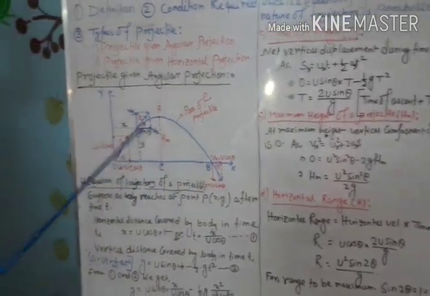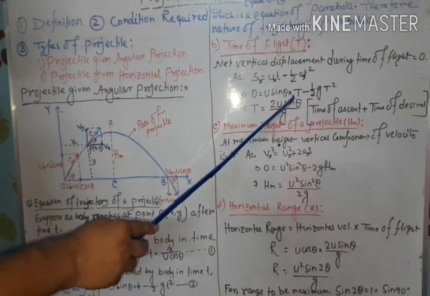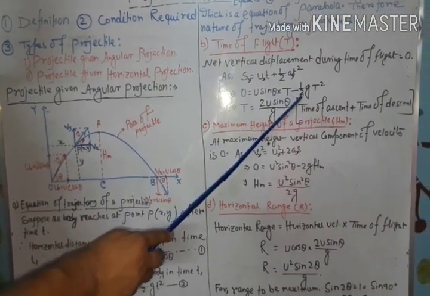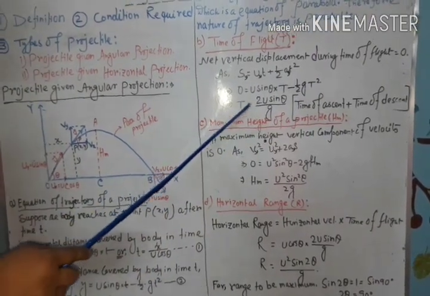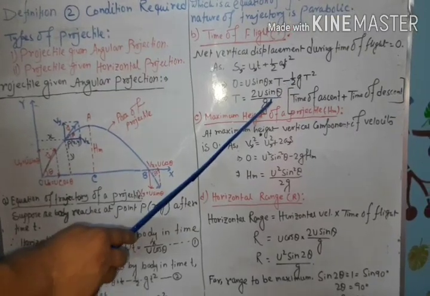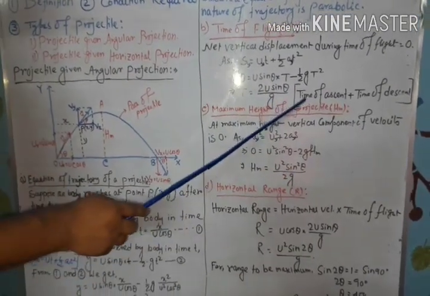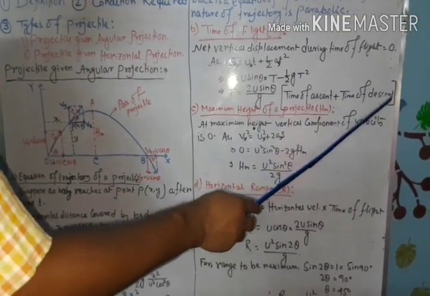Uy is u sin theta. T is time of flight. For vertically upward motion, ay is minus g. So half g t square. Therefore, from here we can get T equals 2u sin theta by g. This is the time of flight, which is the sum of time of ascent and the time of descent.